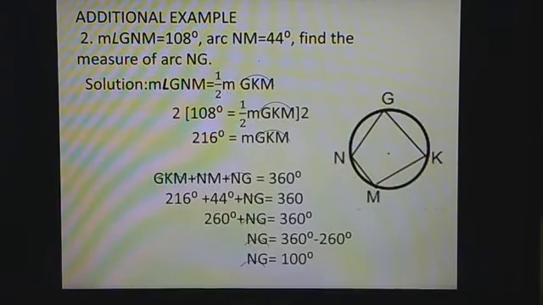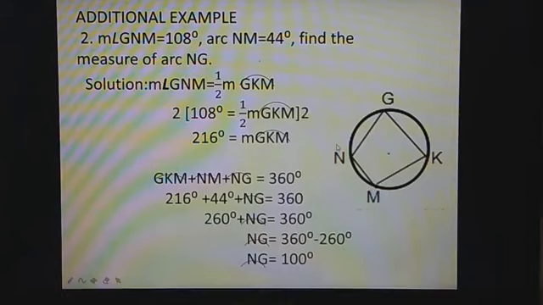Another one. So if the measure of angle GNM, so this one, angle N, is equal to 108 degrees, and then arc NM, this arc is 44 degrees, find the measure of arc NG. So we need to find this arc NG. Since our angle N is already given, we can find the measure of arc GKM, wherein arc GKM is the intercepted arc of angle GNM.